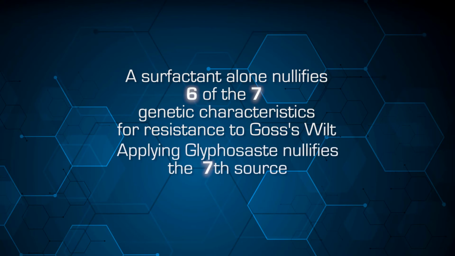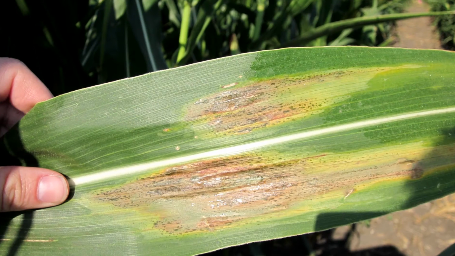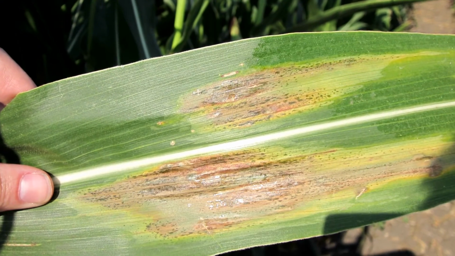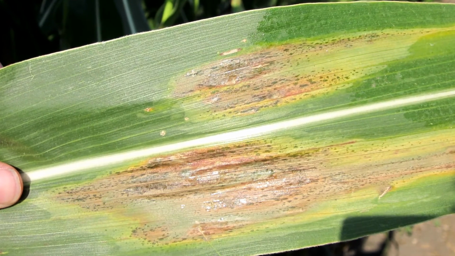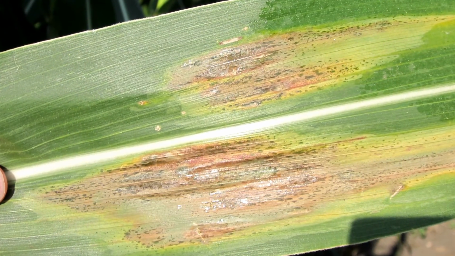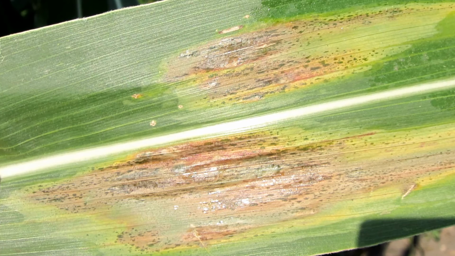When the glyphosate is applied, it nullifies the seventh source because it shuts down those physiological defenses that the plant has. Even though we have genetic pathways that have been inserted to restore part of the shikimate pathway, they're not fully effective in restoring the resistance to Goss's wilt.